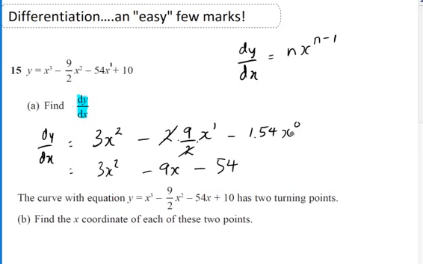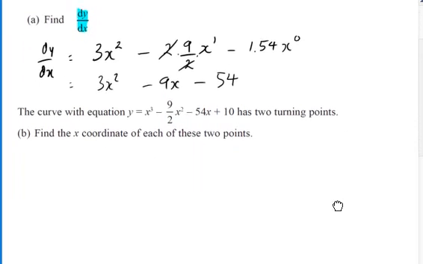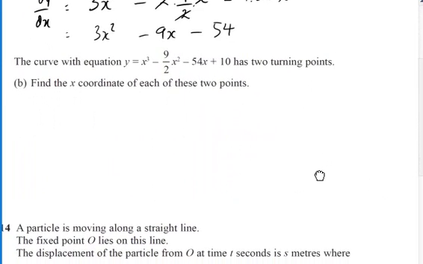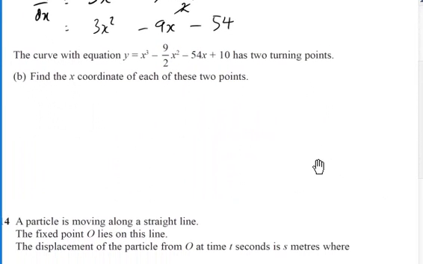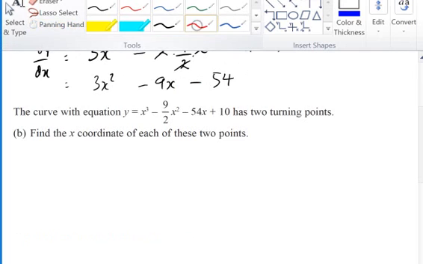Now the question says this curve may have 2 turning points. It does have 2 turning points, sorry. And so you've got to find out where they are. Well, turning points are like this. That curve has 2 turning points. There's the turning points.